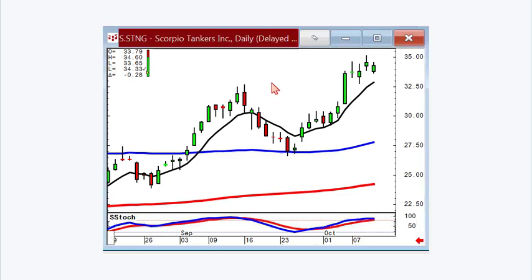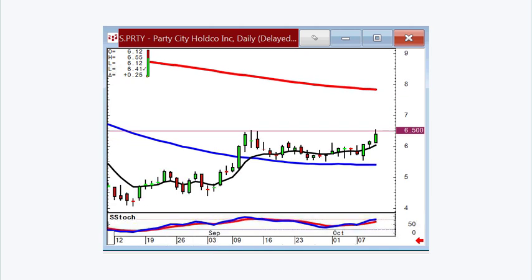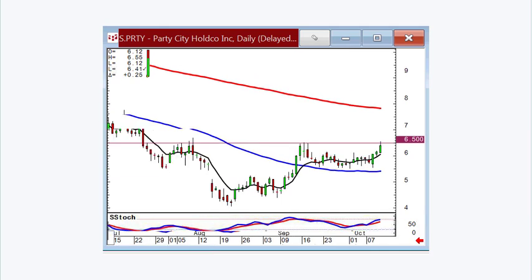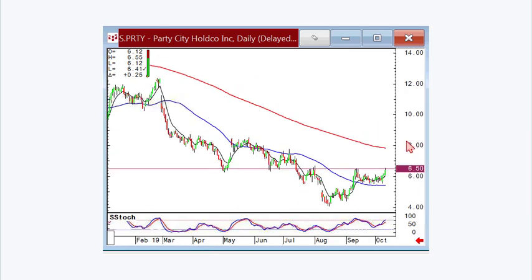Oh, Party City. I don't want to look at the bigger picture, because I'm only going to be in this for, if I was trading it. Still fry pan bottom to me.